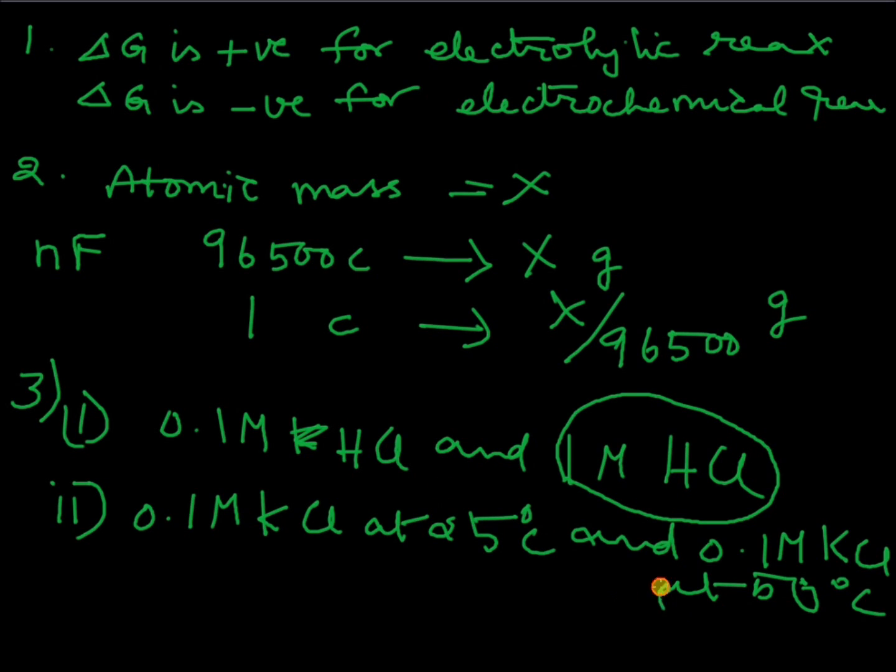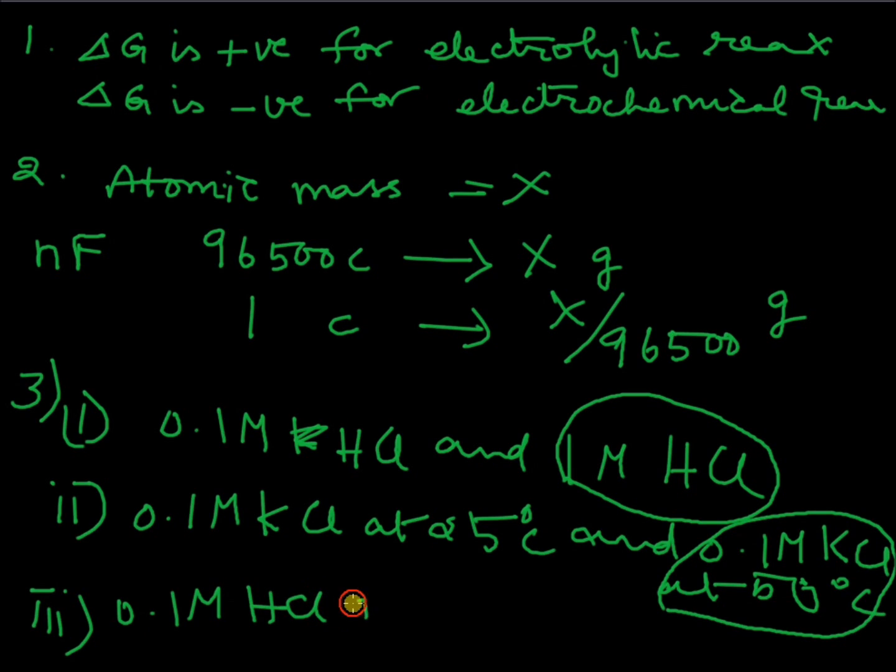So, in this case also, the second one will have higher conductivity. In the third pair, you are given 0.1 molar HCl and 0.1 molar NaCl, both at 25 degrees Celsius. Here concentrations are the same and the temperature also is the same. So, what should we compare here?